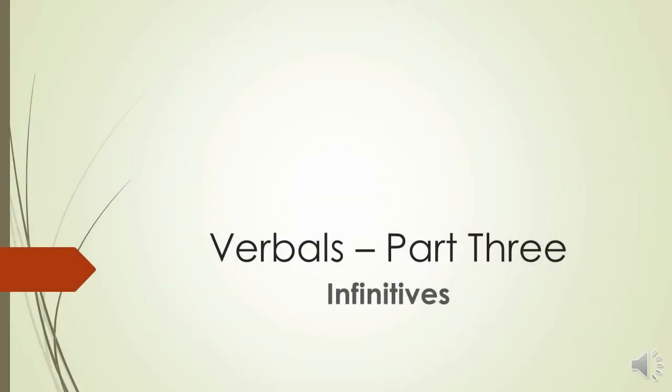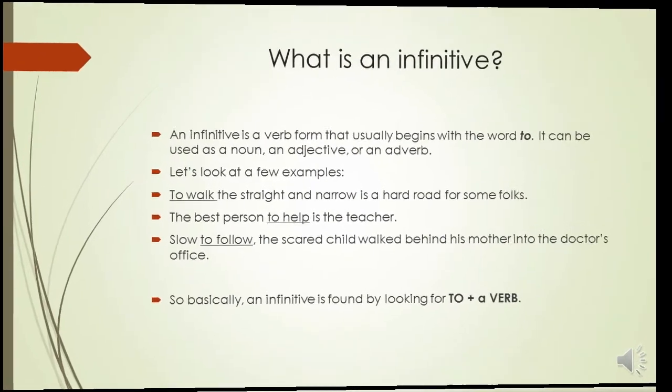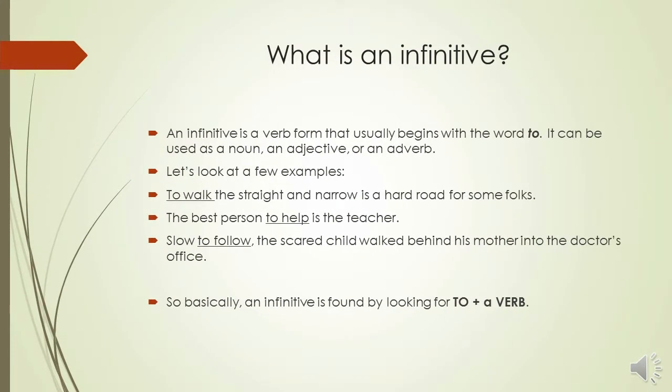Verbals Part 3, Infinitives. What is an infinitive? An infinitive is a verb form that usually begins with the word "to." That's "to." It can be used as a noun, an adjective, or an adverb. Let's look at a few examples.